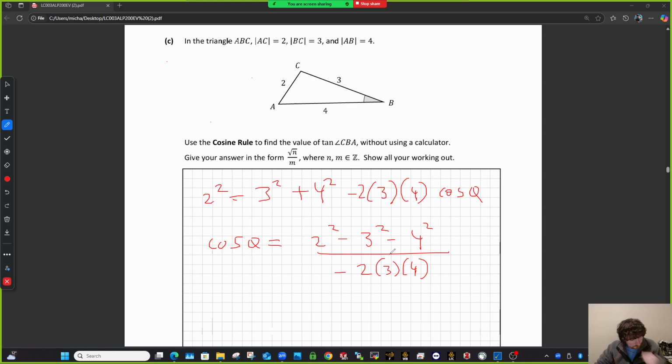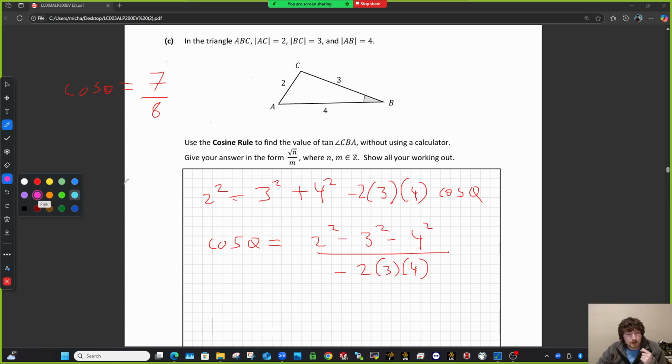Okay. Yep. So then you tidy that up and you'll get that cos theta is equal to minus 21 over minus 24 on the bottom. So then that works out as 7 over 8. Now, how do you get tan theta from that?